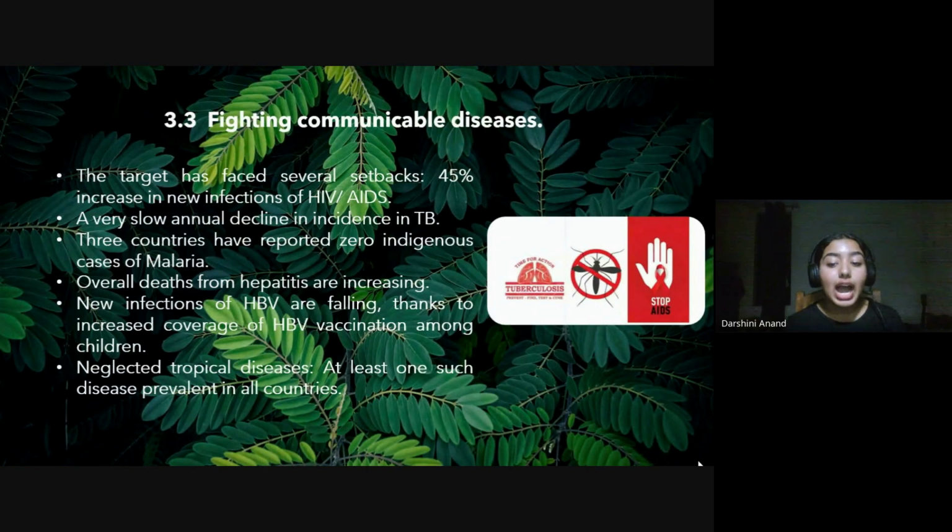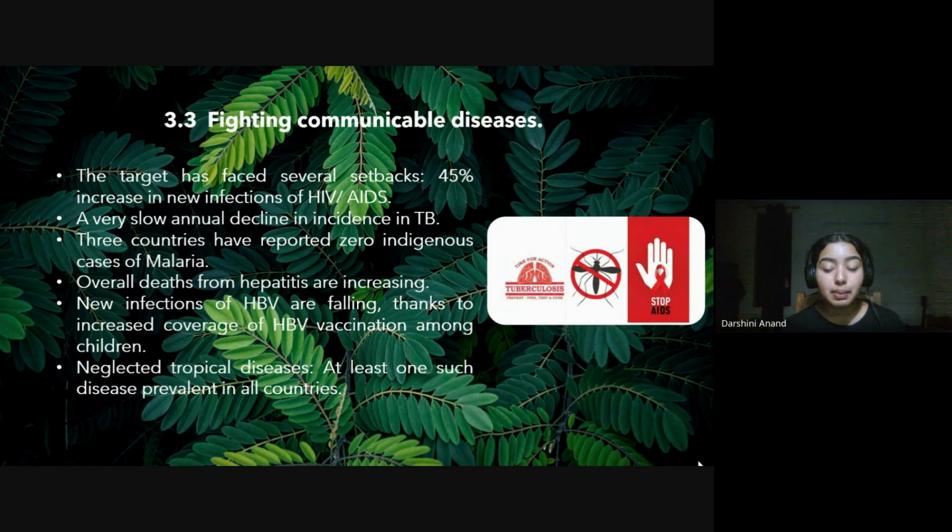A very slow annual decline in incidence of TB was observed. In the case of malaria, since 2015, 3 countries, Egypt, Iran, and Oman, have reported 0 indigenous cases of malaria and have expressed an interest in certification of malaria-free status.